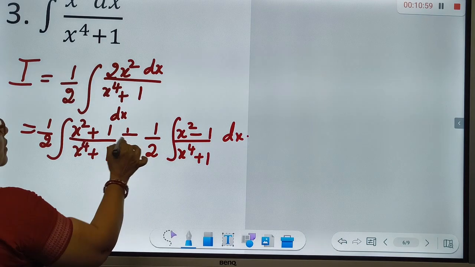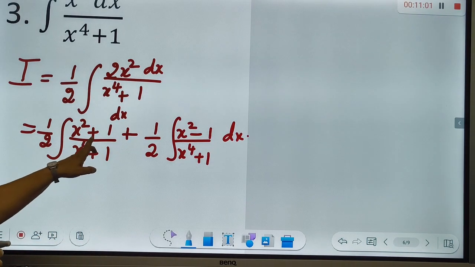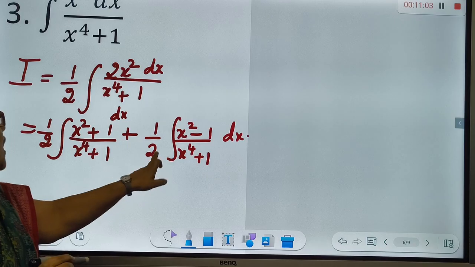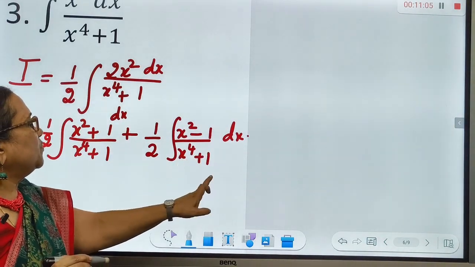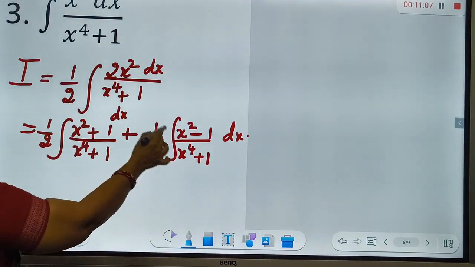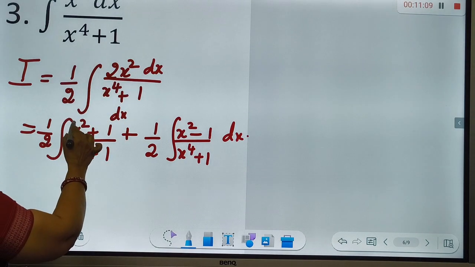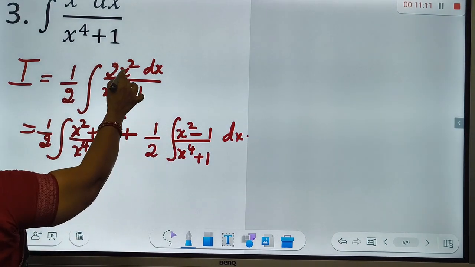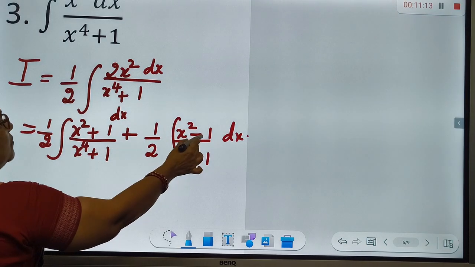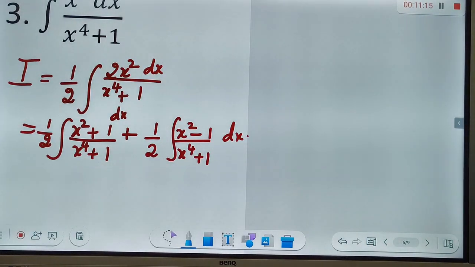Sorry, it should be plus half into x square plus 1 by x power 4 plus 1, plus half into x square minus 1 by x power 4 plus 1. Half x square plus half x square, half into x square plus x square, which is 2x square. Plus 1 minus 1 will get cancelled.